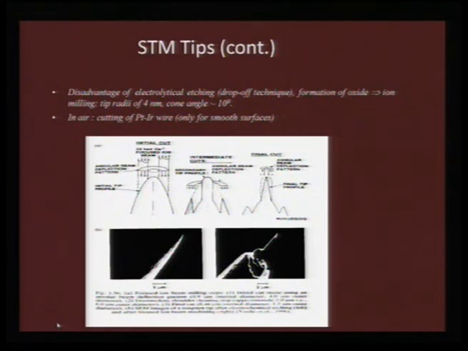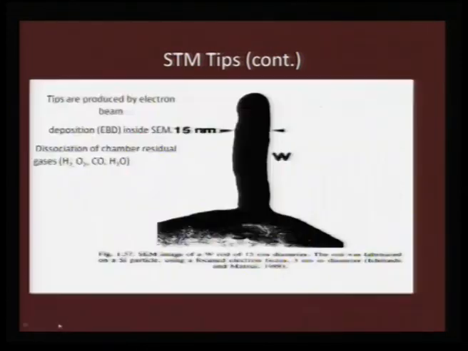And we also have other ways of doing this. The disadvantage of your electrolytic method is that there is formation of oxide at the tip. So, usually ion milling is done in order to prepare the tip. You can see this compared to this tip, you can get much sharper one by using ion milling, and ion milling can actually keep away from other oxidic impurities. Therefore, this is one of the preferred way of doing that.